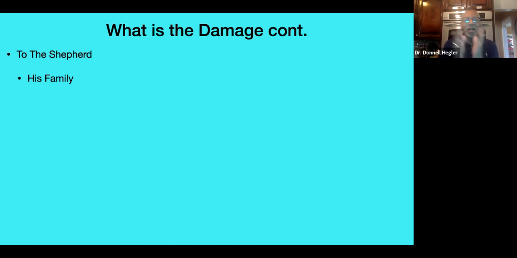Pastors are husbands. Pastors are fathers. And no wife wants to see her husband being misused. No child wants to see their dad being misused. When a shepherd is being attacked by sheep, and then he has to go home, and many times he can't even share with his wife what he's going through, this is going to have a negative impact upon his marriage.